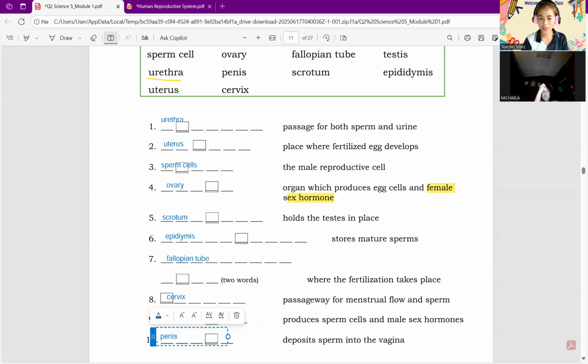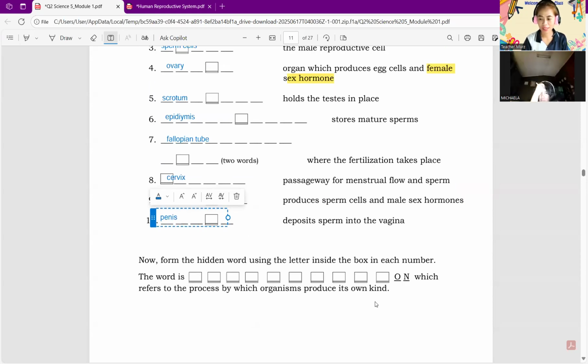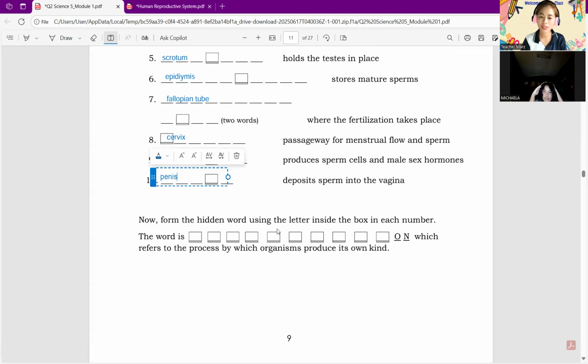So in this question, now form the hidden word using the letter inside the box in each number. The word is blank, which refers to the process by which organisms produce its own kind. What do you think would be the word?